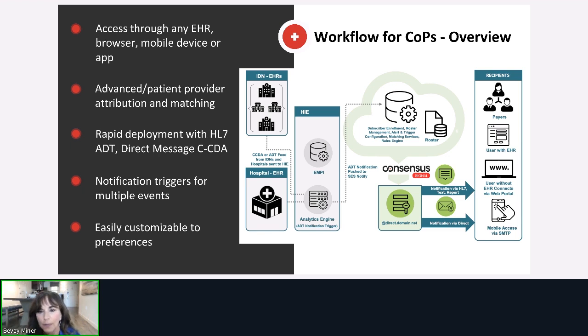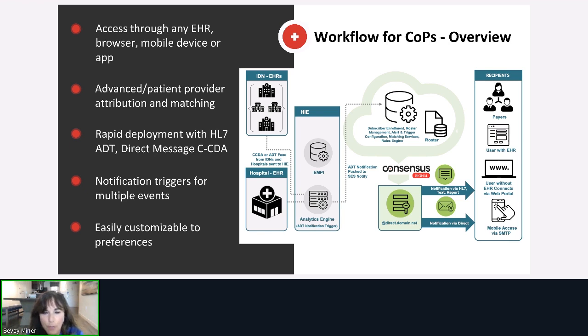So that's another use for this alerting type of technology, as well as any kind of, like I said, concerning lab messages as well. Now you have to figure out, all right, I've got this. I can either go directly from the hospital EHR, I can go from the IDN's EHRs.